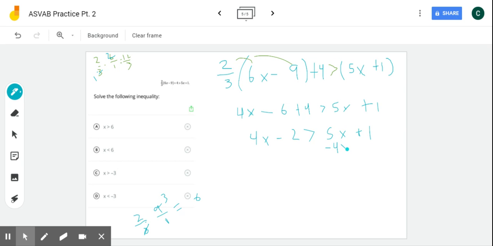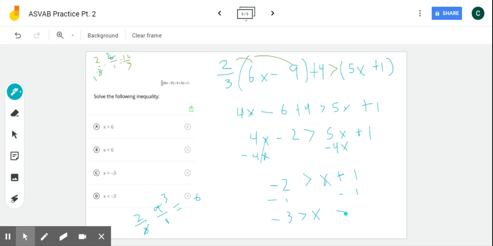So I subtract 4x. And right now we're just moving things from one side of the equation to the other. So I'm taking the x's with me. 4x minus 4x goes away. So on the left-hand side, I'm left with minus 2. Again, don't forget your symbols, is greater than x plus 1. I want to get x by itself, so I'm going to subtract 1 from both sides. Minus 1. So minus 2 minus 1 is minus 3 is greater than x.